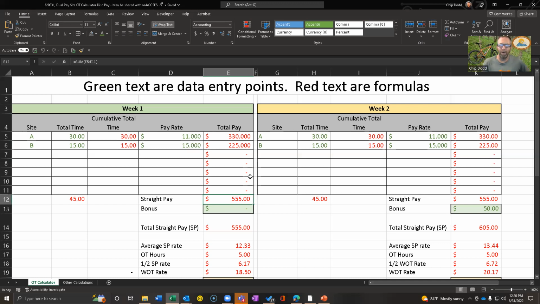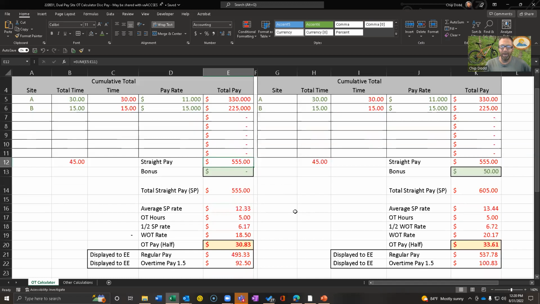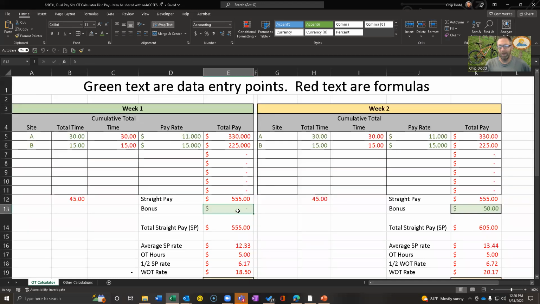So watch how this works. This comes down to this 555, so that's their straight pay. In this scenario on the left, there is no discretionary, no non-discretionary bonus, meaning performance bonus that you've agreed on with that employee. So think like, if you make your sales target, I will give you an extra $100, that type of thing. That's called a non-discretionary bonus.